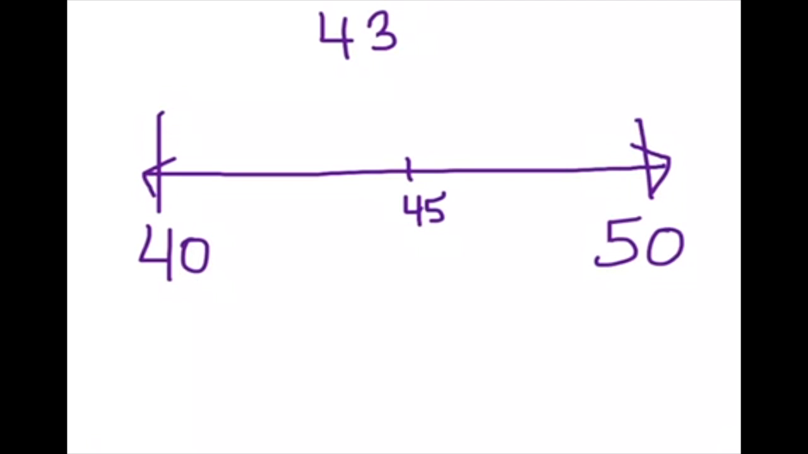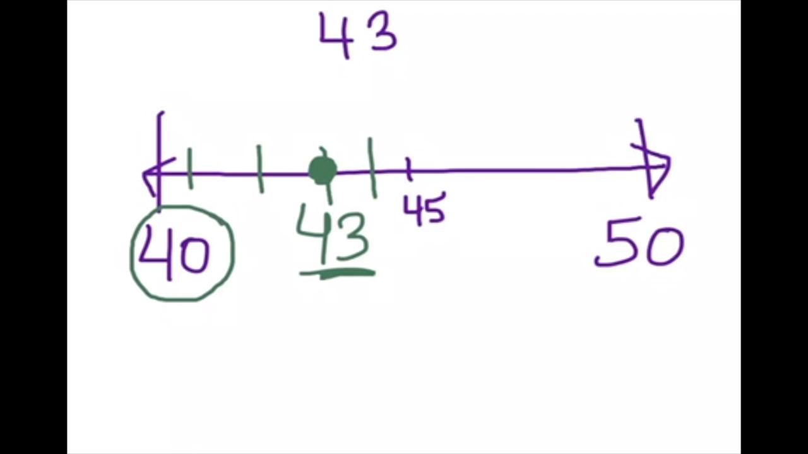So right now I am going to mark where 43 would be on my number line. And this would be like 41, 42, 43, 44. That's just my rough estimate of where that would go. And that's where I will mark 43. So I'm going to ask myself, is 43 closer to 40? Or is it closer to 50?